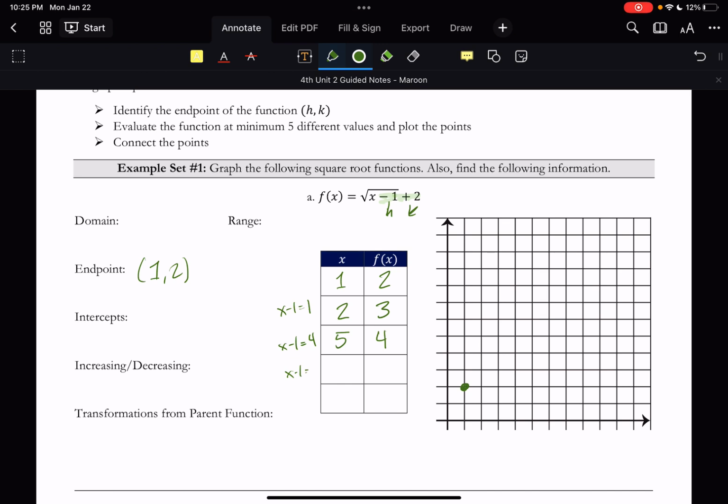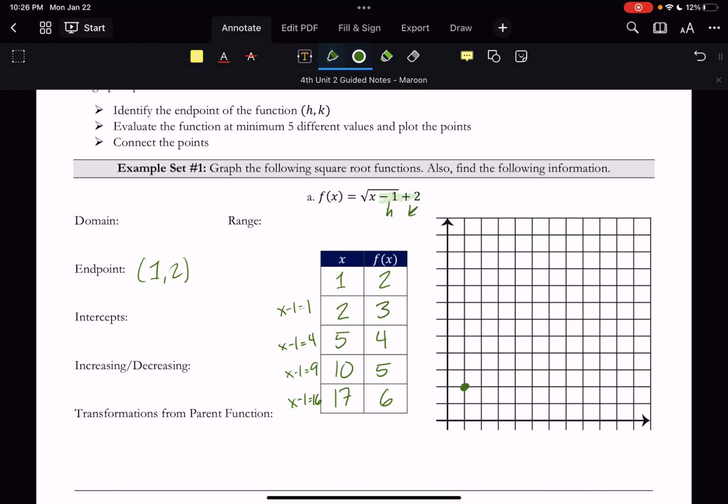If I let x minus 1 be 9, that gets me an x value of 10. The square root of 9 is 3, plus 2 is 5. And then to have this be 16, x minus 1 is 16. So adding 1 gets me 17. And then the square root of 16 is 4, plus 2 is 6. So those are the first 5 points that are going to be on this graph.